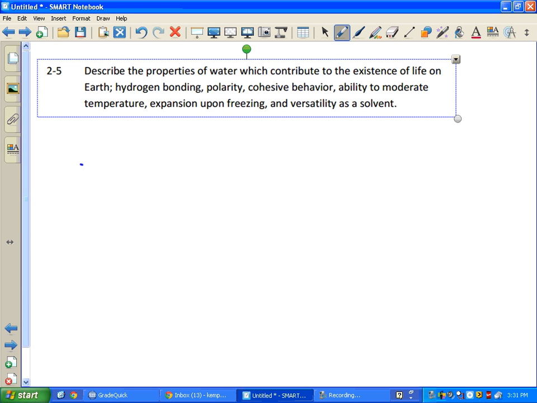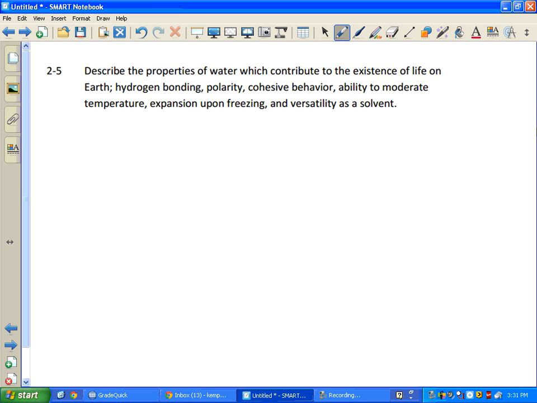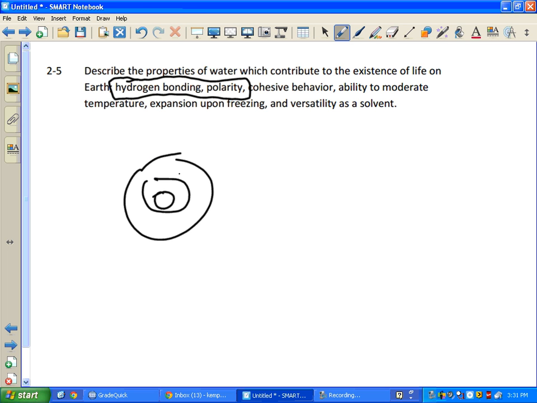Okay, so 2, 5. This is a big one. Okay, properties of water. The first one is hydrogen bonding and polarity. Alright, so remember that water, if I just draw the oxygen right now, and now it's water.